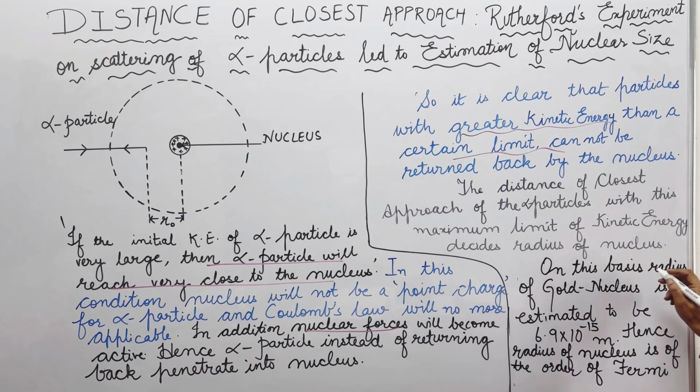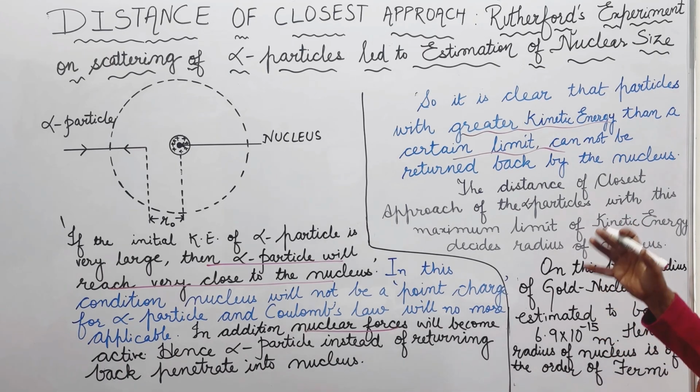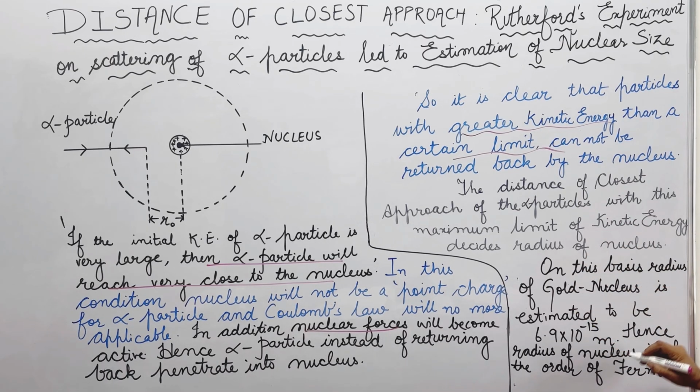On the basis of this, the gold nucleus is estimated to have a radius of 6.9 into 10 power minus 15 meter. So from this we conclude the radius of the nucleus is of the order of Fermi.